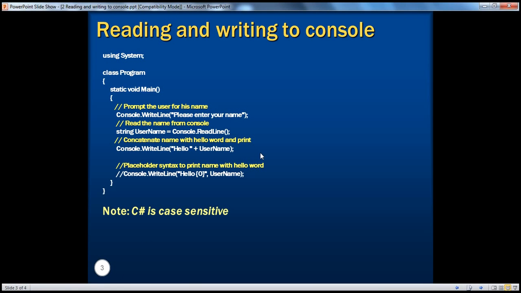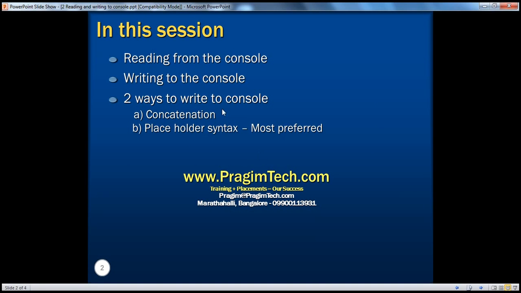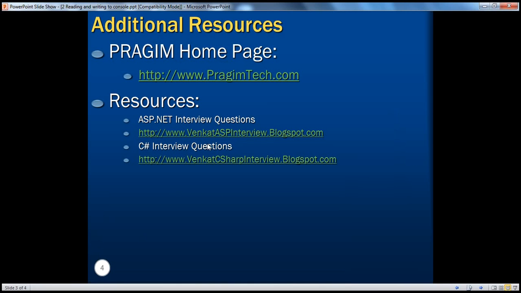So in this session we have seen how to read from a console, how to write to a console, and the two different ways to print a message onto the console using concatenation and the placeholder syntax, and to prefer the placeholder syntax because it's more convenient. And we have also seen that C# is case sensitive.